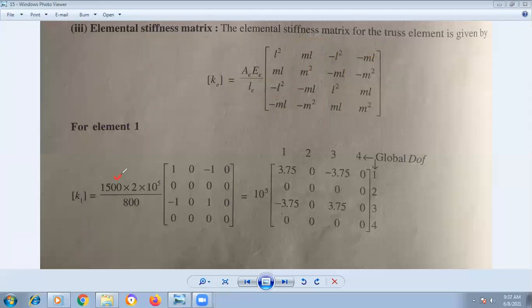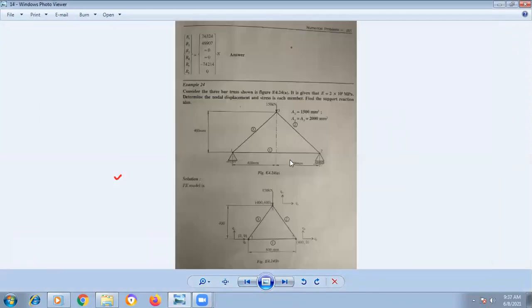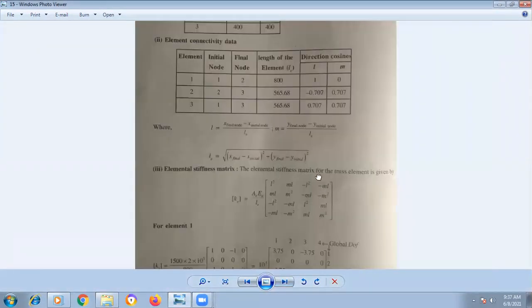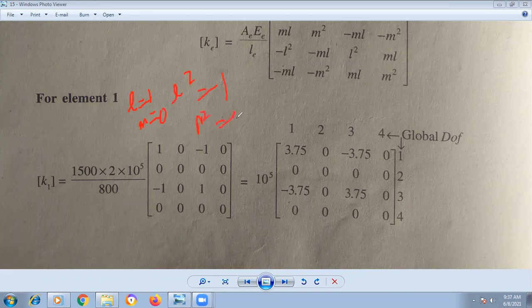Now, what is the area of the first elements? A1 and A2. A1, they have given area to be equal to 1500 millimeter square. Area of the horizontal element is 1500. A2 and A3, 2000, right? So keeping that in mind, first write the stiffness matrix for element number 1. So direction cosine L equal to 1, M equal to 0, L square equal to 1, M square equal to 0, and LM equal to 0.